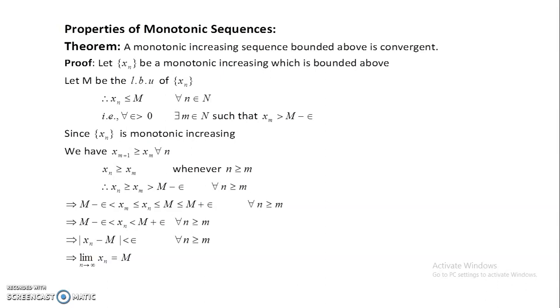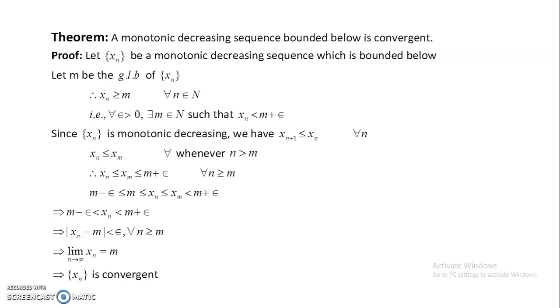It means capital M, which is the least upper bound, is the supremum of the sequence. So a monotonic increasing sequence bounded above converges, which is again a convergence.